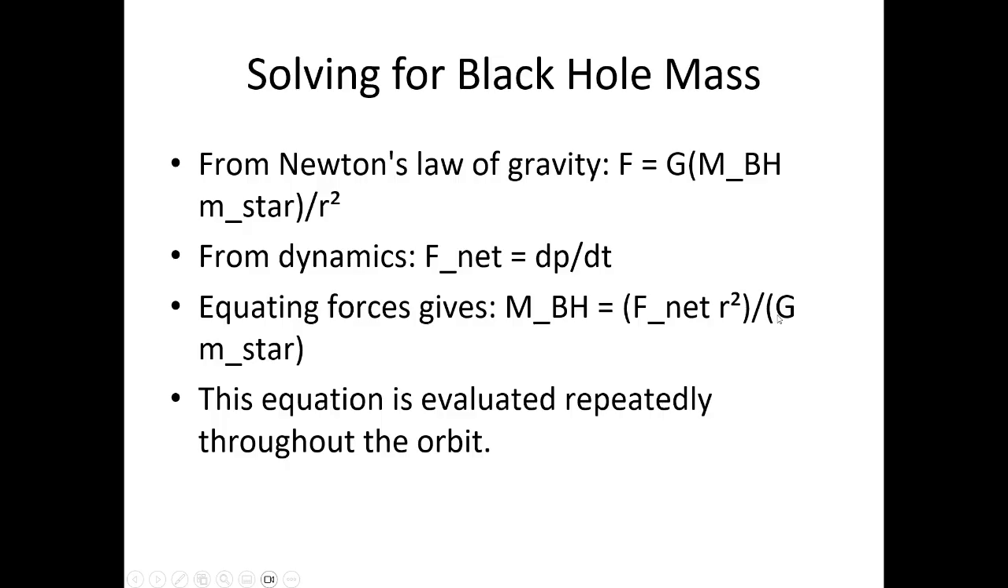To estimate the mass of the black hole, we combine Newton's law of gravity with Newton's second law. The gravitational force on the star depends on the mass of the black hole, the mass of the star, and their distance apart. By setting the gravitational force equal to the net force calculated from the change of momentum, we can solve for the mass of the black hole. This equation is evaluated repeatedly through the star's orbit to obtain many estimates of the black hole mass.